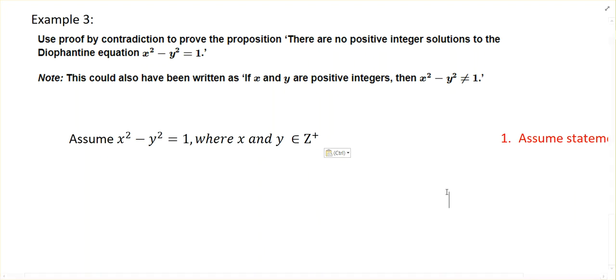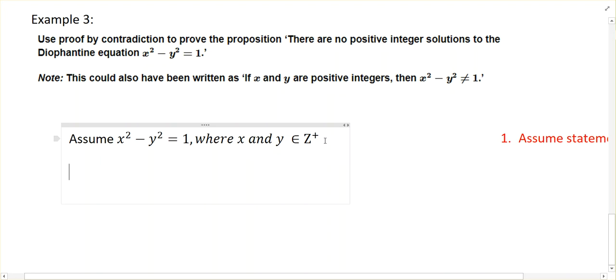So assume that it does equal 1 where x and y are an element of positive integers. The statement says there are no positive integers. This statement is saying there is positive integers. So we're assuming it's not true. We're assuming the opposite. Oh, so x and y are positive integers. Okay. You just straight up assume that it's wrong. Yeah.